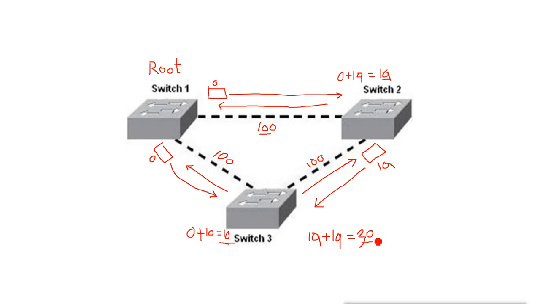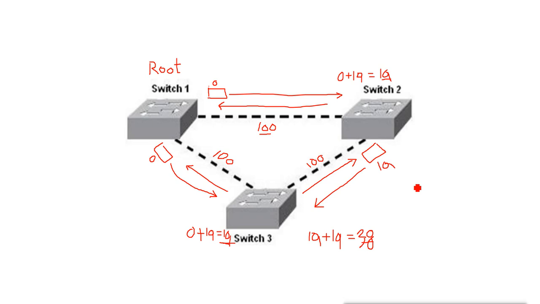But again, this one is the long path and this one is the shortest path. So 19 is less than 38. So what switch will select this path? Switch will select this path for going to the root bridge. Now what about the other path?